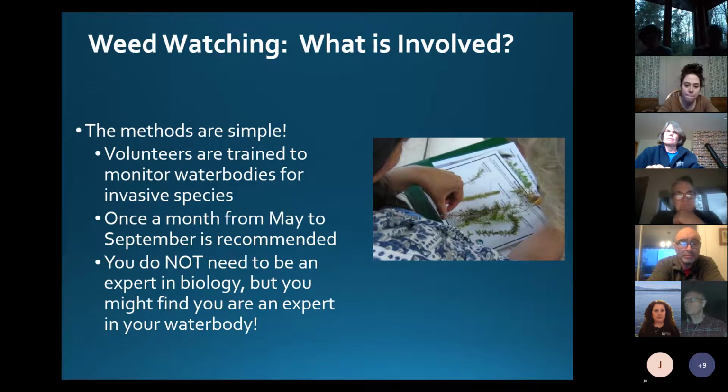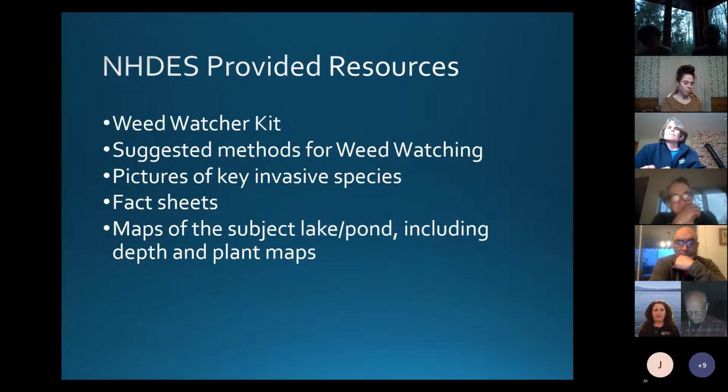So weed watching is simple. You're going through the training tonight, and all we ask is that once a month from May through September, you monitor your water body. I don't encourage you to individually monitor Lake Winnipesaukee or Mirror Lake or Lower or Upper Beach Pond, but if you have other people that are interested in doing this, you could split the water body into sections, and each of you could be responsible for a piece of shoreline once a month from May through September. You don't need to be a biologist. You just need to know what to look for. And when in doubt, you can always reach out for more information.